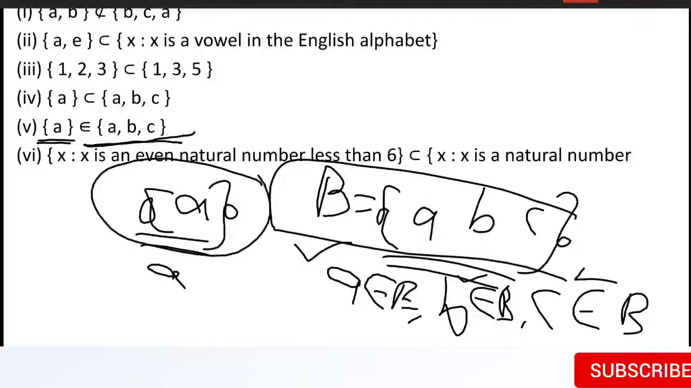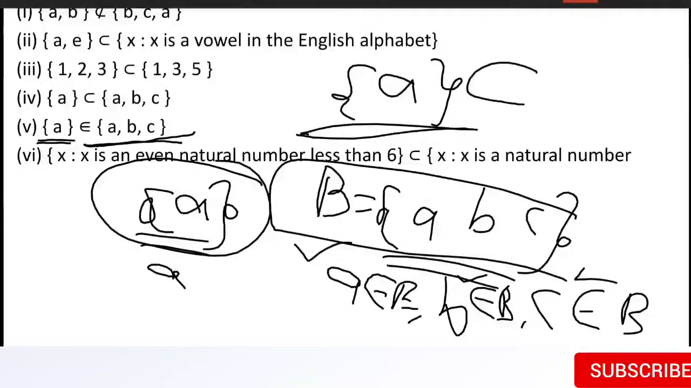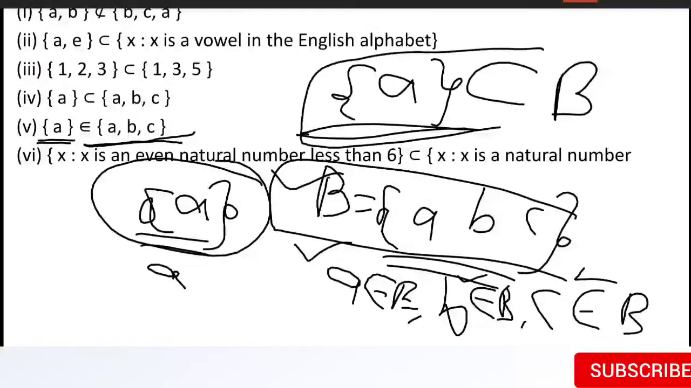But if we are writing curly bracket set A, it is a set, and here this set is a subset of set B, but it is not belonging to set B. So this statement is wrong. That means this statement is false.